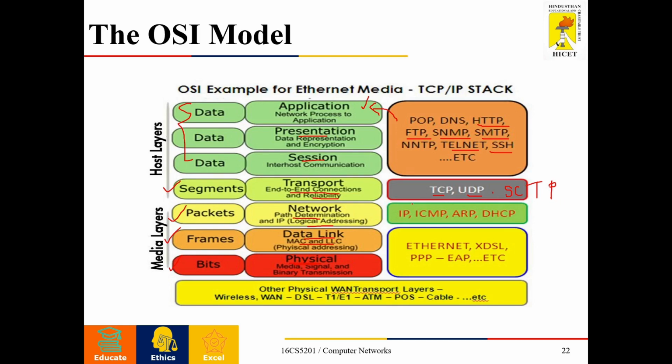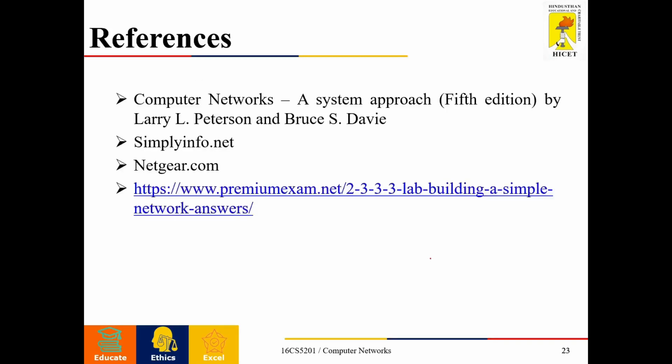In the network layer, we have IP, ICMP, ARP, Address Resolution Protocol, and Dynamic Host Configuration Protocol. All these work in the network layer. In the data link layer, we have PPP, HDLC, Ethernet, in order to handle the data in terms of frames. We have discussed the OSI seven-layer model.